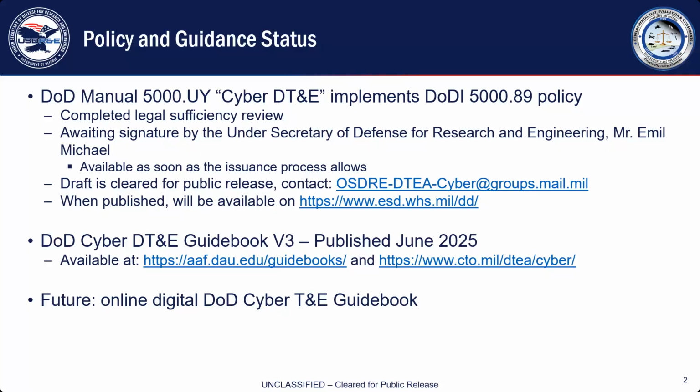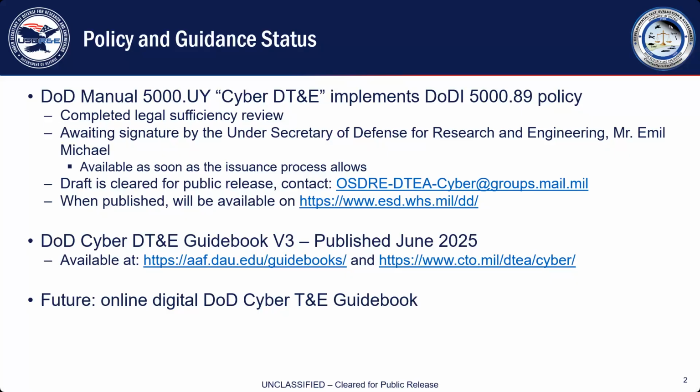And when it's published, you can see it'll be available online at the link there. It specifies what to do: the requirements for cyber developmental test and evaluation for non-acquisition, pre-acquisition, and acquisition of systems and technologies. I'm happy to provide the draft if you want to see it, which has been cleared for public release, but it is subject to changes until it's formally published.